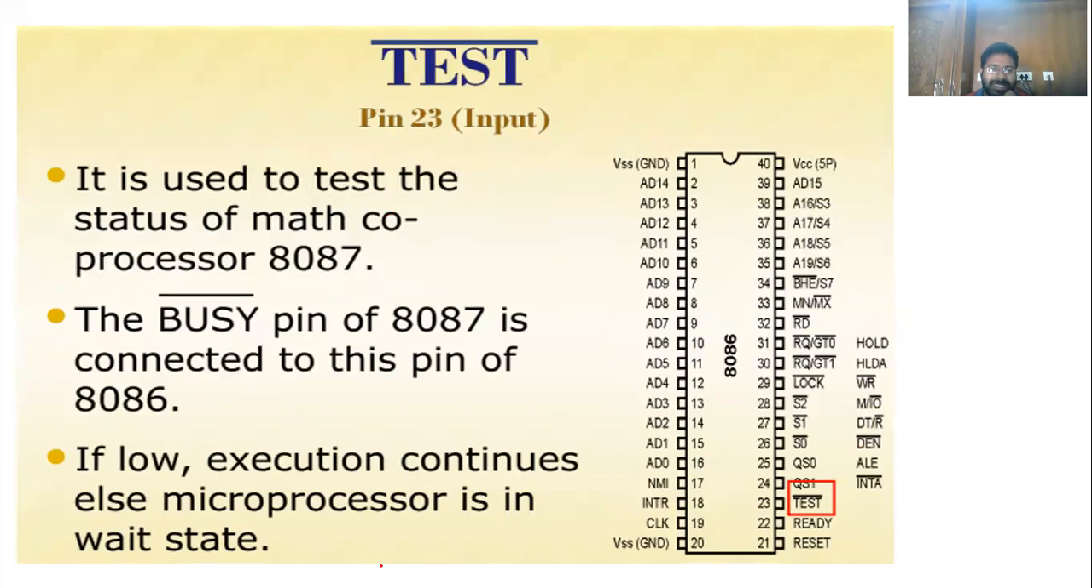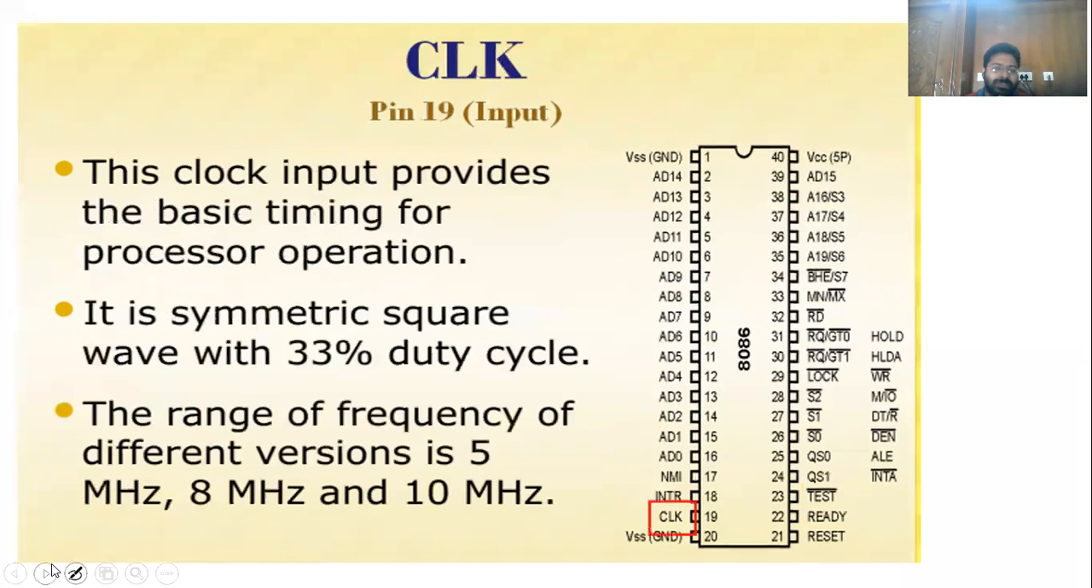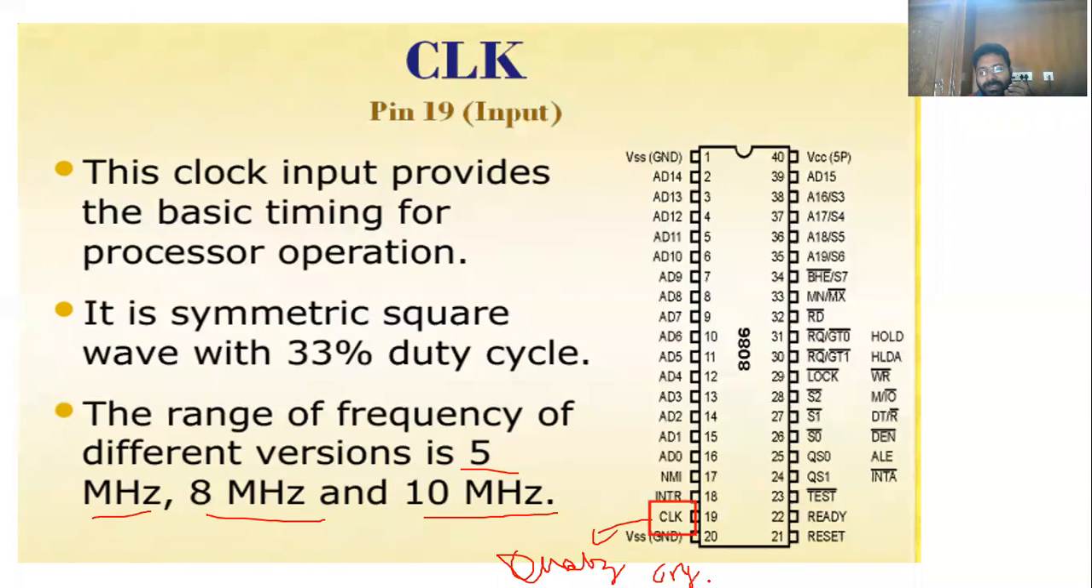Now another type of signal is available: the test signal and the clock. You know the clock. Clock speeds available in the x86 microprocessor are three different speeds: 5 megahertz, 8 megahertz and 10 megahertz. A clock is nothing but a quartz crystal oscillator.